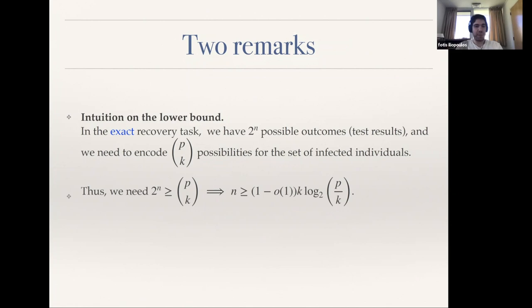And therefore, at the very least, we need 2 to the power of n to be at least p choose k, which gives that n asymptotically should be, by Stirling's approximation, at least k log_2 (p over k). And so this is why this is a lower bound for the exact recovery task. And a similar argument with some more algebra holds for the 1 minus little-o of 1 approximate recovery task.